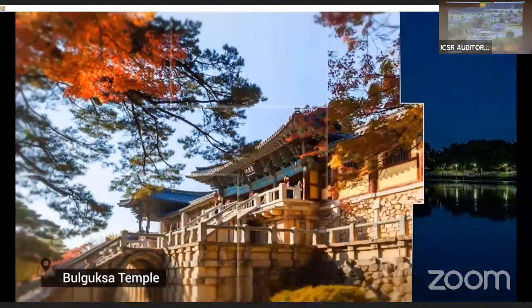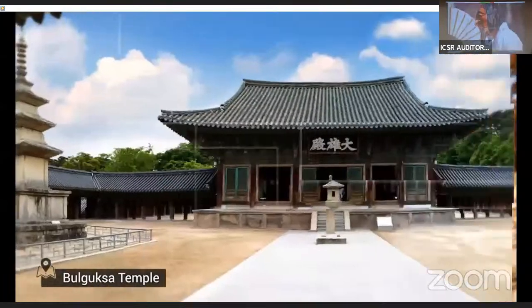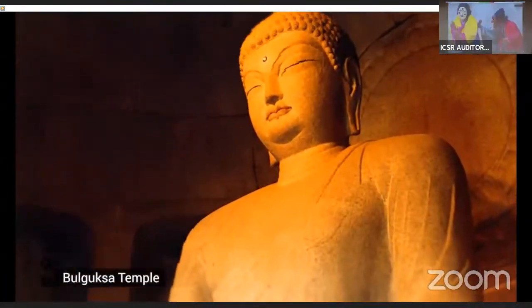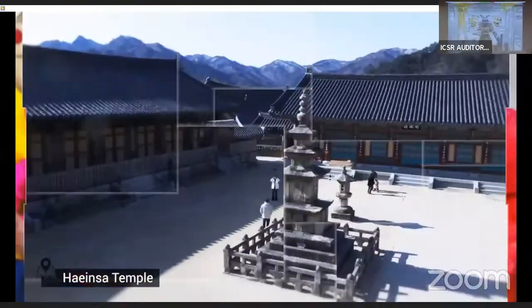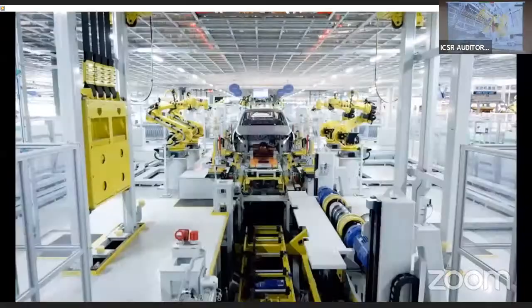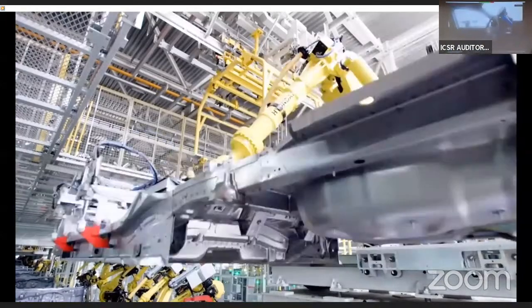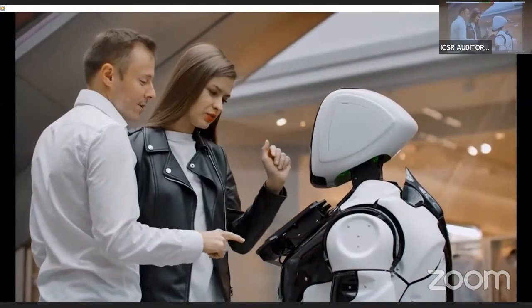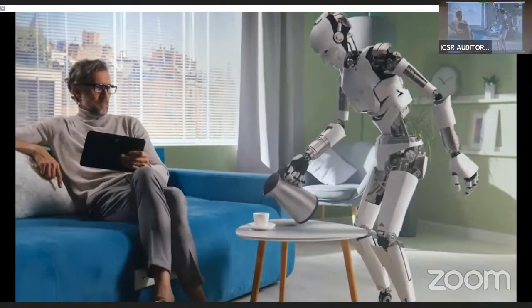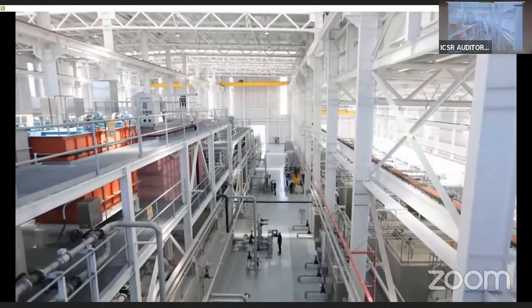UNESCO World Heritage Sites, so attendees can experience the best of Korea's traditional and modern culture. Furthermore, Daegu is home to global corporations like Samsung, LG, and Hyundai that can offer technical tours and insights into the latest industrial technologies during the symposium.